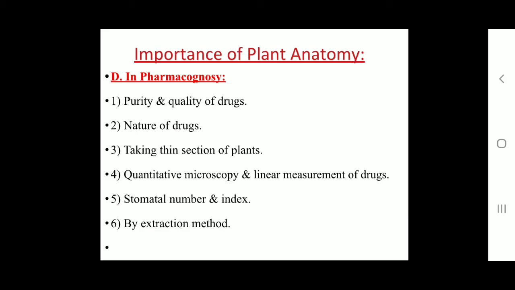First, the purity and quality of drugs may be evaluated by anatomical studies. Microscopical analysis gives exact idea of structural details of the drugs of plant origin. The powdered forms of drugs or drugs material in the form of certain plant parts can be identified for its chemical constituents. It is called microchemistry or chemomicroscopy.